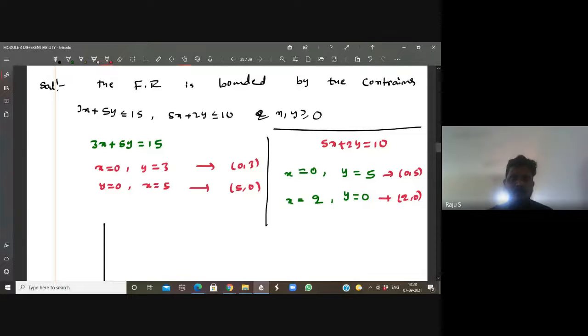The feasible region is bounded by the constraints of 3x plus 5y lesser than or equal to 15. Given constraints I have written. After that, I am taking the equations. These are not inequalities, equations.